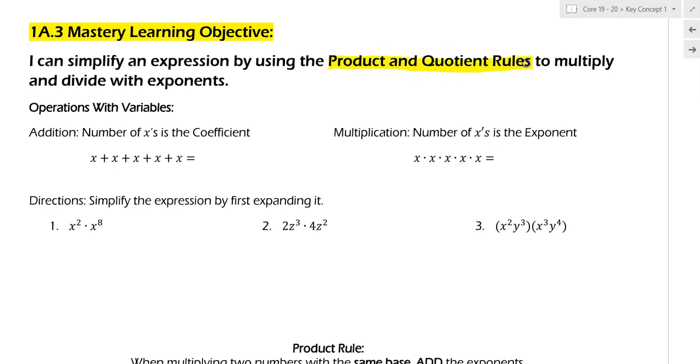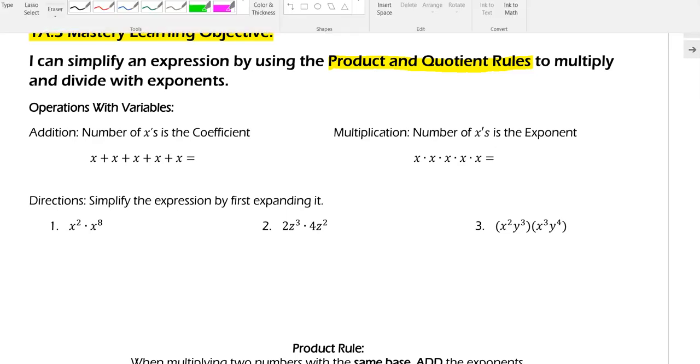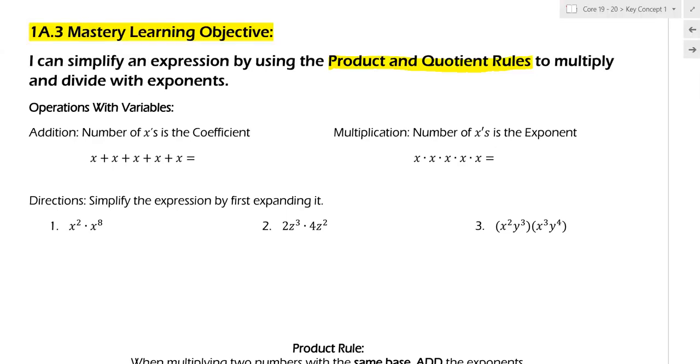Let's highlight that. And then, so when we have operations with variables, we have to be very careful. Addition, when we're adding up x's, the number of x's is the coefficient. So here I have 1, 2, 3, 4, 5 x's. So that's what I write. It is 5x. Okay? And that's because the symbol, the operator between all of those is addition.